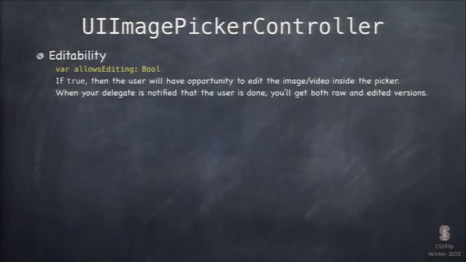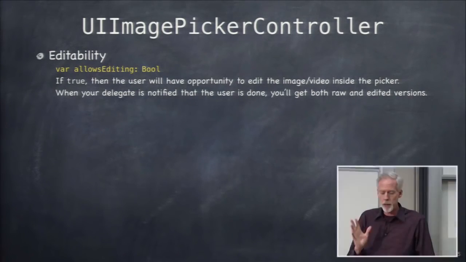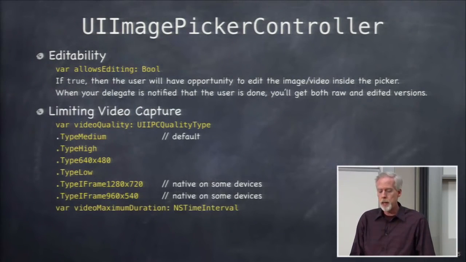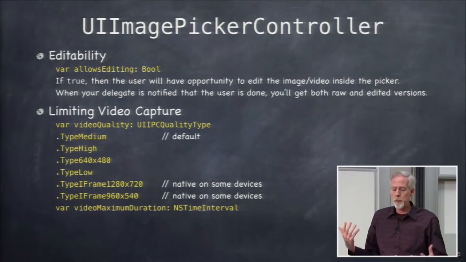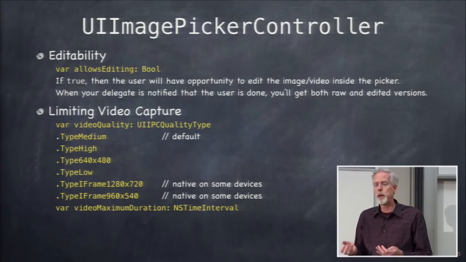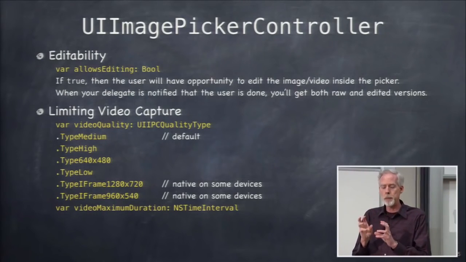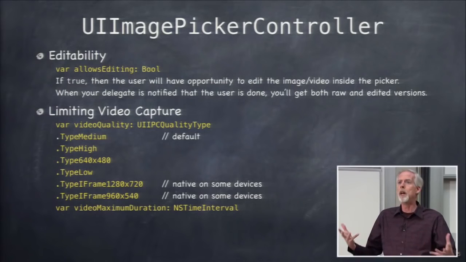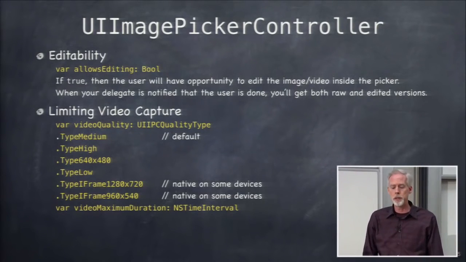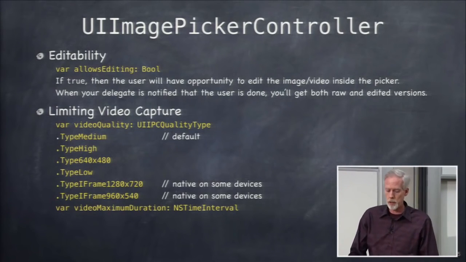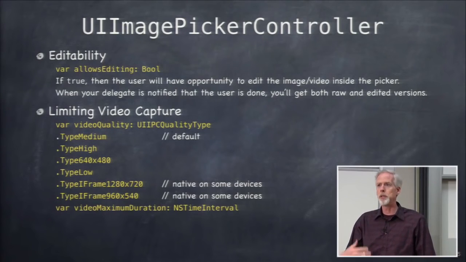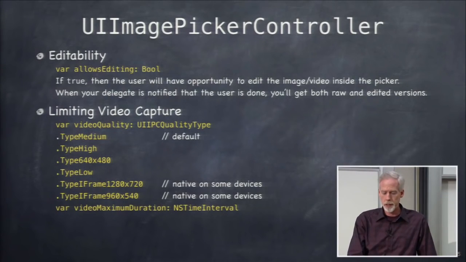There are some other things you can configure with the picker before you put it up. One is editability. That's whether you're going to allow the user to crop the image or edit the video. There's actually a video editor built in that they can use to edit the video before it returns to your app. You can also limit video capture, for example, to be lower resolution. If you're just doing something that's going to be in a little square somewhere in a web page, you could go low resolution. If it's something that maybe is going to be AirPlayed to a high resolution device or something like that, then you can go for higher resolution. Of course, higher resolution, you're going to use more memory, et cetera, et cetera.